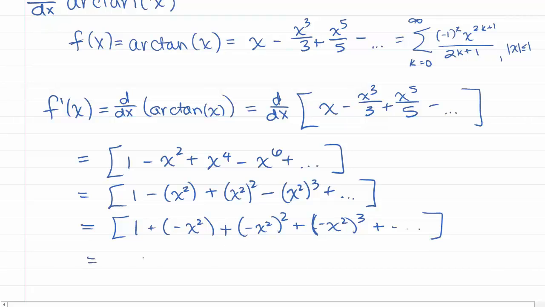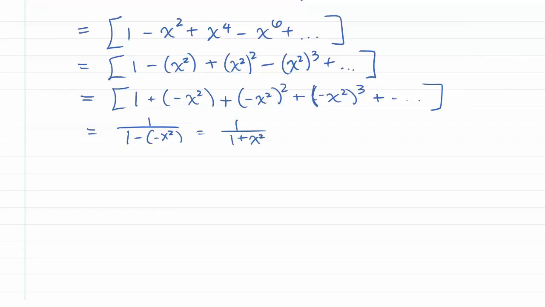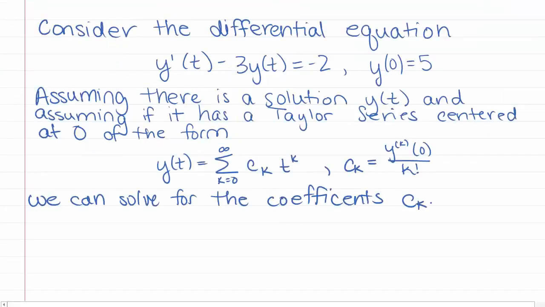So this is going to be equal to 1 over 1 minus negative x squared, which is 1 over 1 plus x squared, which is what we expected, right? That's the derivative of arctan. But you could see how you could use a similar technique to find derivatives of things you didn't already know. Now let's look at another example.